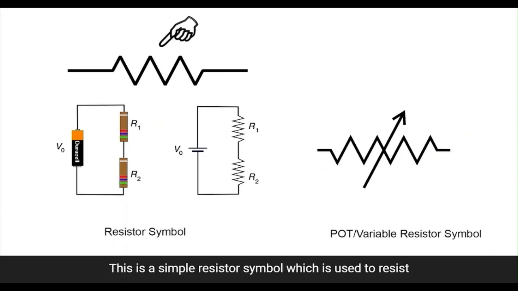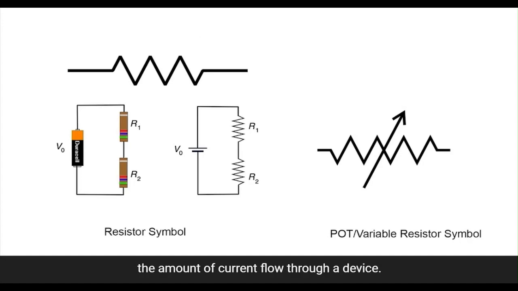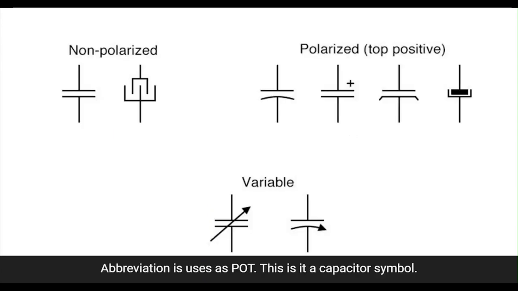This is a simple resistor symbol, which is used to resist the amount of current flow through a device. The abbreviation used is R. This is a potentiometer, which is also called a variable resistance. It is used to control the voltage flow and has 3 contacts. It has an application in changing a mechanical angle change to an electrical parameter. The abbreviation used is POT.